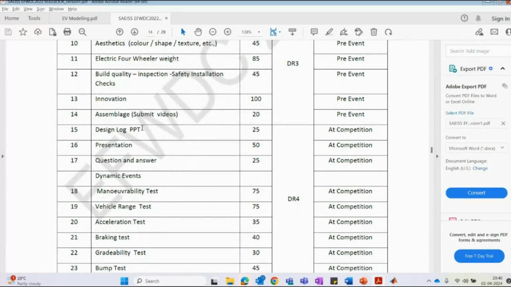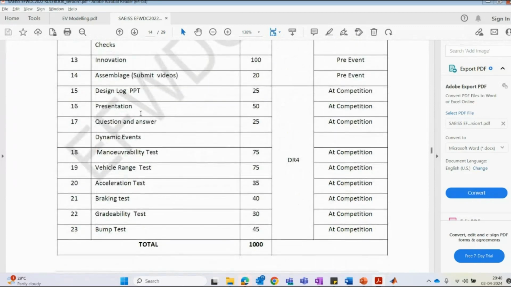But then for the final competition, it would be your design log and presentation: your design, why you chose that design, what is unique about your design, and so on. And then the dynamic tests, like maneuverability, vehicle range, acceleration, braking, and gradability. We'll have specific tracks for maneuverability, acceleration, braking, gradability, and bump tests. We'll have specific tracks for the vehicle range test.